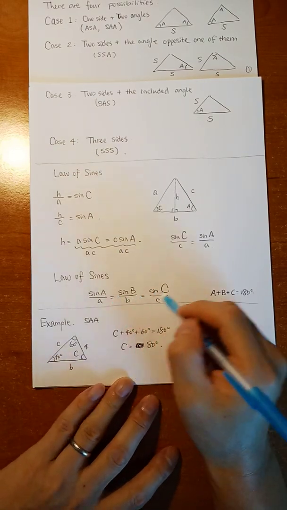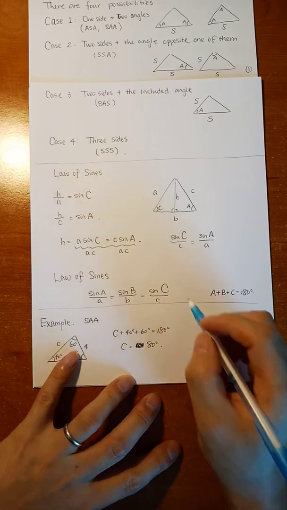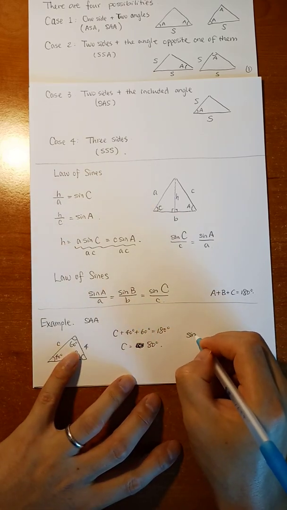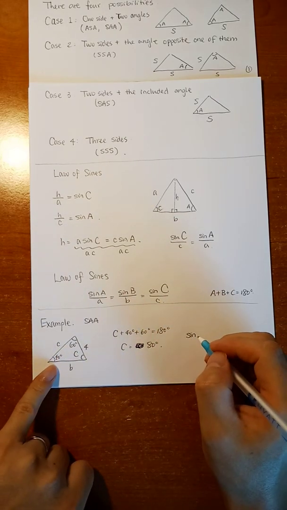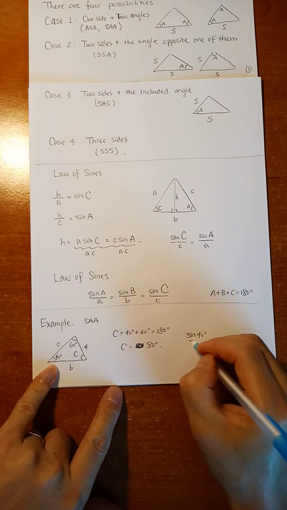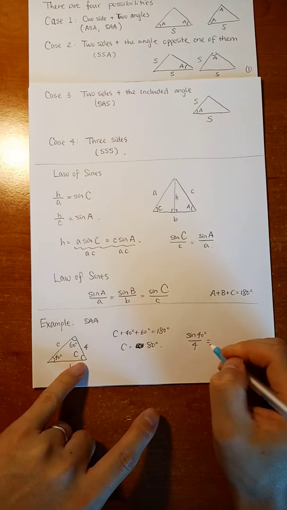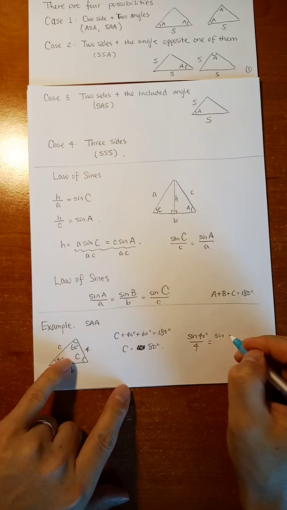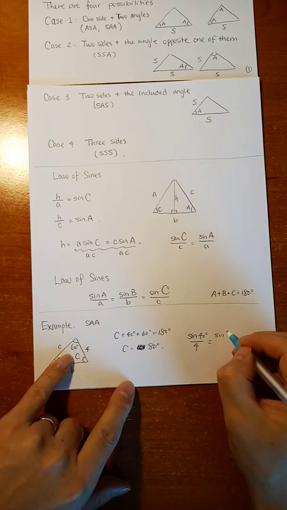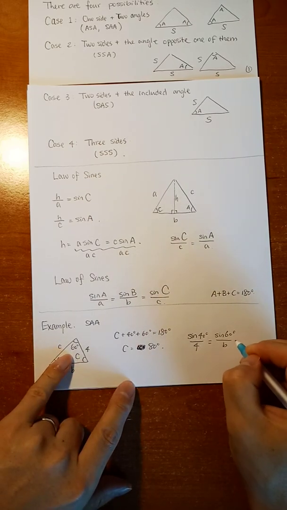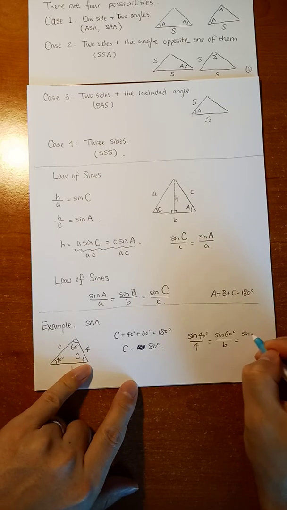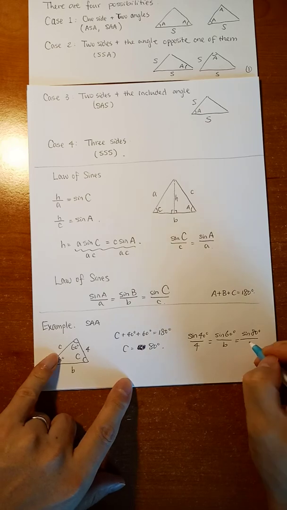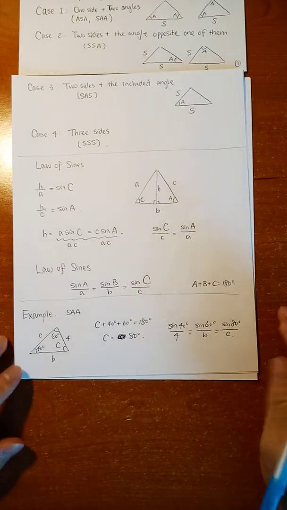Then let's apply the law of sine. We know that sine A, where's A? A is here. Sine 40 degrees over the corresponding side 4 is equal to sine B, 60 degrees over the corresponding side B, is equal to sine C, which is 80 degrees over the corresponding side C.